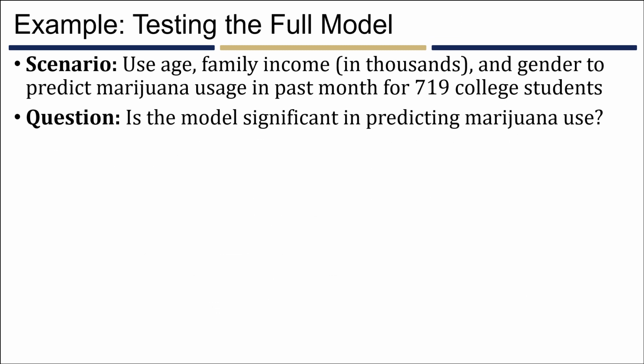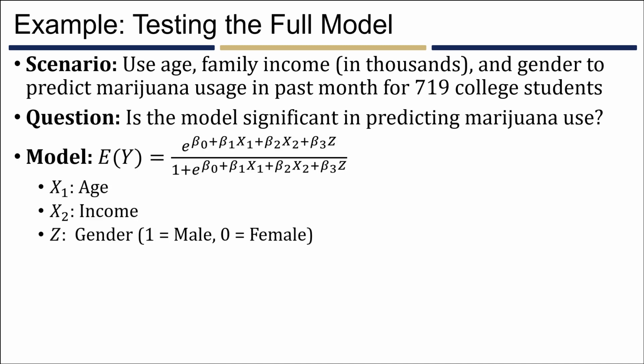So let's see how testing the logistic regression model works. We want to use age, family income in thousands of dollars, and gender to predict marijuana usage in the past month for a random sample of 719 college students. Right now, we want to know if the overall model is significant in predicting marijuana use.